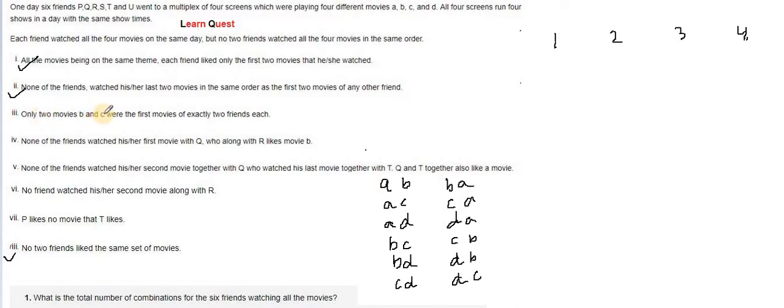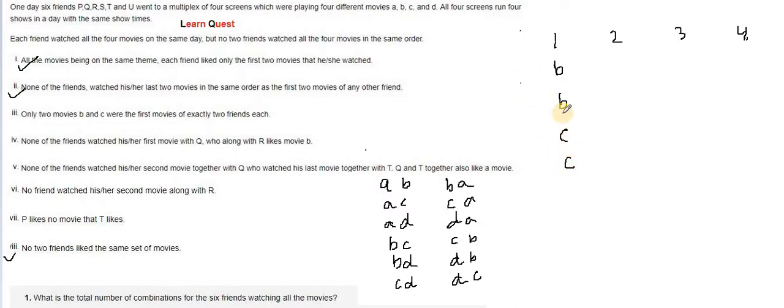Only two movies B and C were the first movies of exactly two friends. Okay, so these 1, 2, 3, 4 are nothing but the first movie, second movie, third movie, and fourth movie of six friends, right? Now only two movies B and C were the first movies of exactly two friends. Means for two friends it is B, and for two friends it is C. These are their first movies. These are the only two movies which are first movies for exactly two friends.